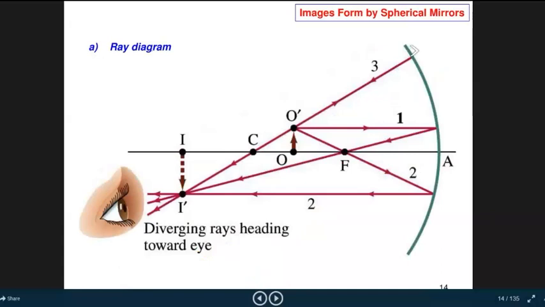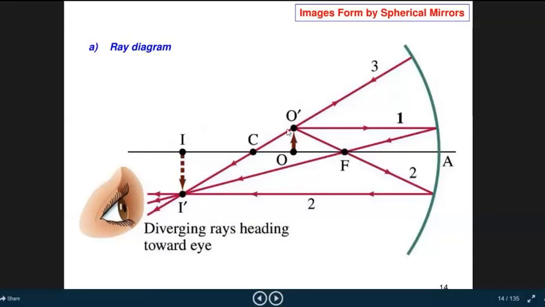You see here, this is the spherical mirror, a concave mirror. Place the compass and pencil here, and then rotate it like this. And these are diverging rays heading towards the eye. You see here, the object is placed at this place, that is between the focus and the center of curvature.